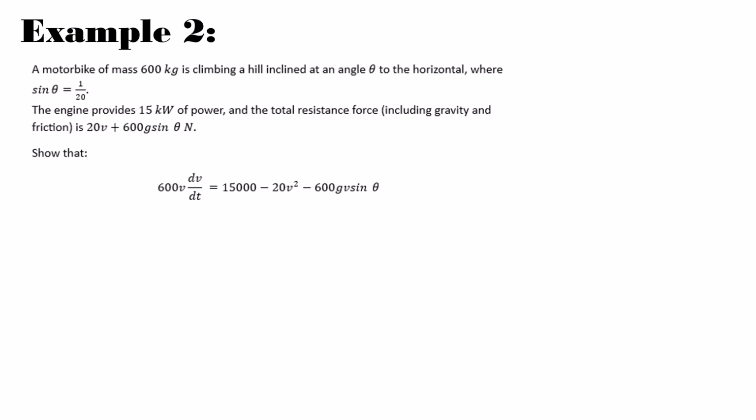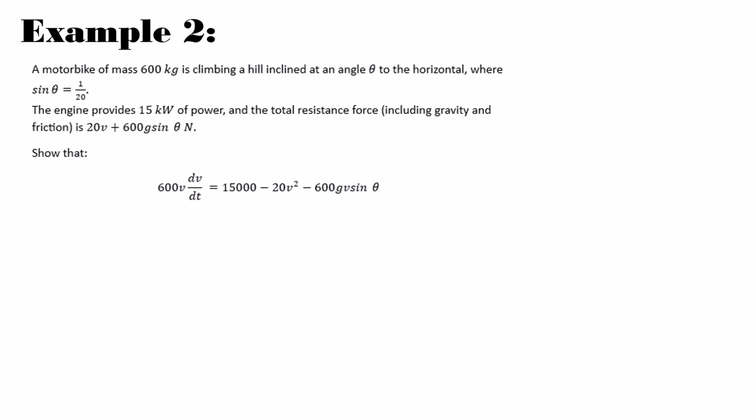So example 2, a motorbike of mass 60 kg is climbing a hill inclined at an angle theta to the horizontal, where sine theta is 1/20. The engine provides 15 kilowatts of power and the total resistance force, including gravity and friction, is 20V plus 600 G sine theta newtons. Show that this is true.